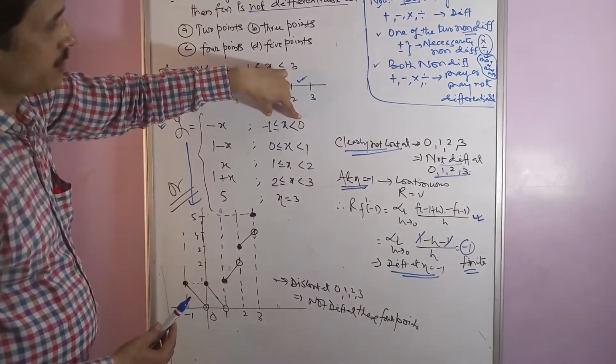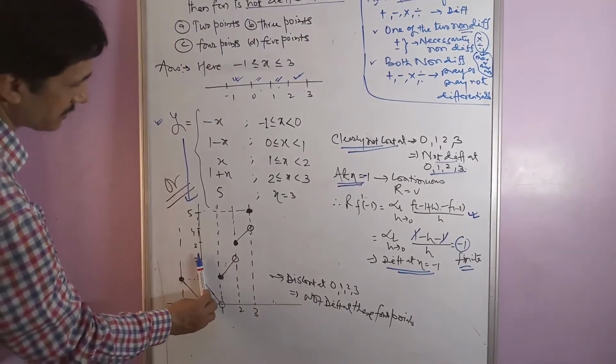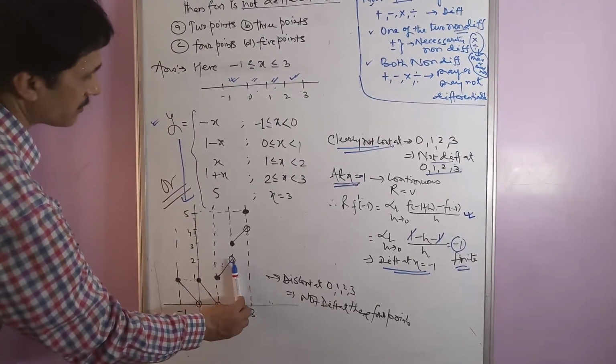-1 to 0, change point -1, 0, 1, 2, 3. So first write x equal to -1, x equal to 0, x equal to 1, x equal to 2, x equal to 3.